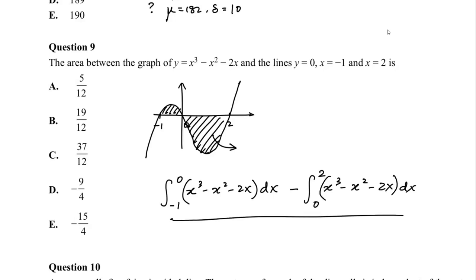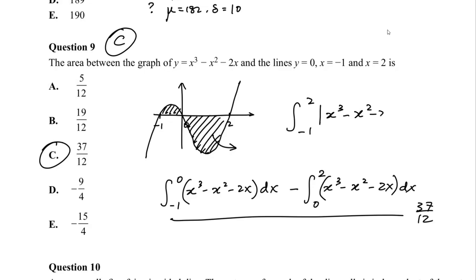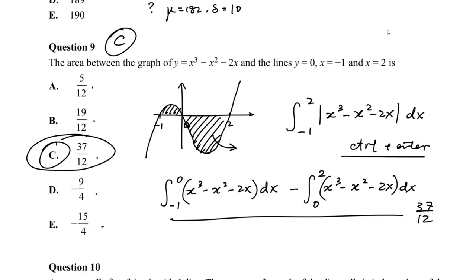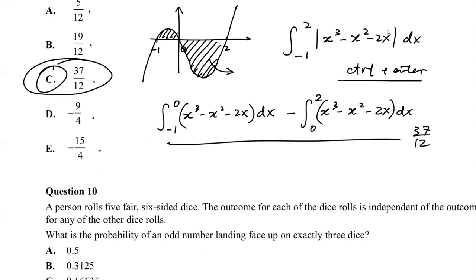Using your CAS to evaluate this will give you 37 out of 12. Alternatively, you could also go from -1 to 2, absolute value, x cubed minus x squared minus 2x dx, and then press Control Enter to get a decimal approximation, and then compare the available options with your decimal approximation. Option C will give you the same decimal approximation. So that is question 9.